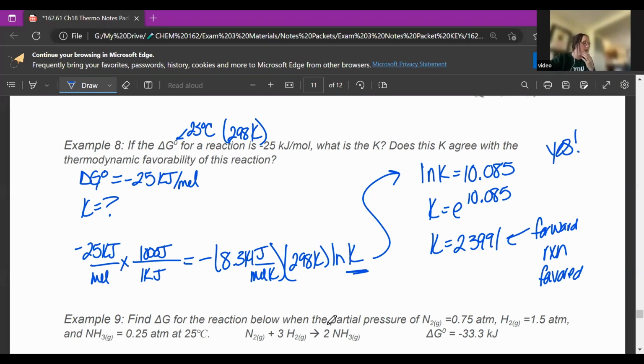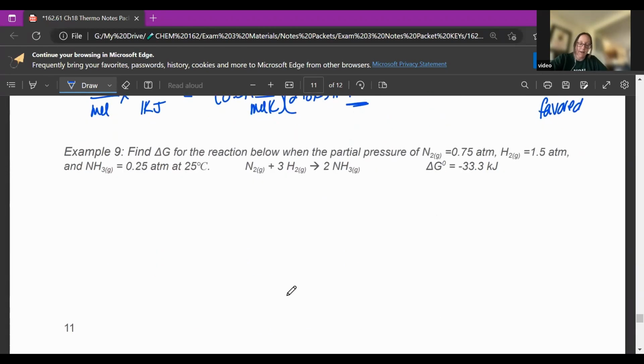All right, so I want you guys to try example 9 here. Find delta G for the reaction. Notice this does not have a little naught on it, so it's not at 25 degrees Celsius. And I gave you values so you can calculate Q. So you're going to do that one and then check your answer.